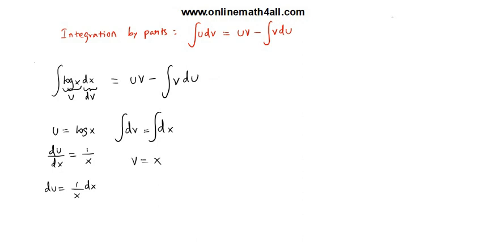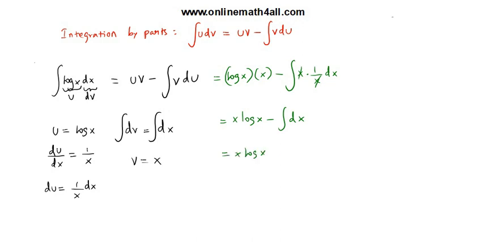So instead of u, now we can write log x times, instead of v we have x, minus integral v du. So for v we have x and for du we have 1 over x times dx. So this x will cancel out. We get log x times x, which can be written as x log x minus integral dx. So x log x minus integration of dx is just x.